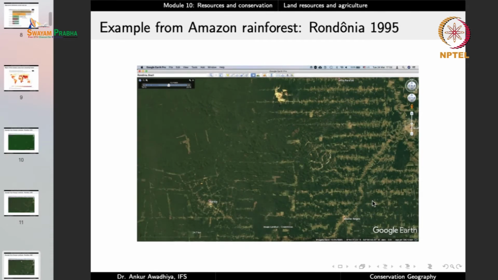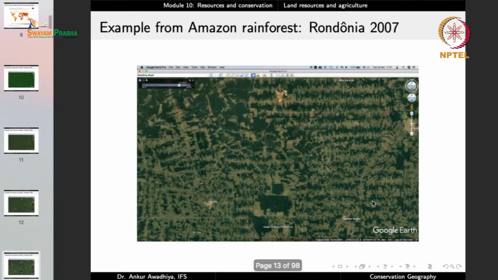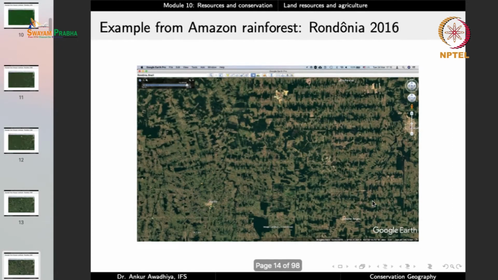Then in the next 10 years, this is the situation. 10 more years and 10 more years. So roughly the forest has been completely wiped off. There is large scale deforestation, and much of this deforestation is happening not just to extract timber but also to convert this land into agricultural uses.